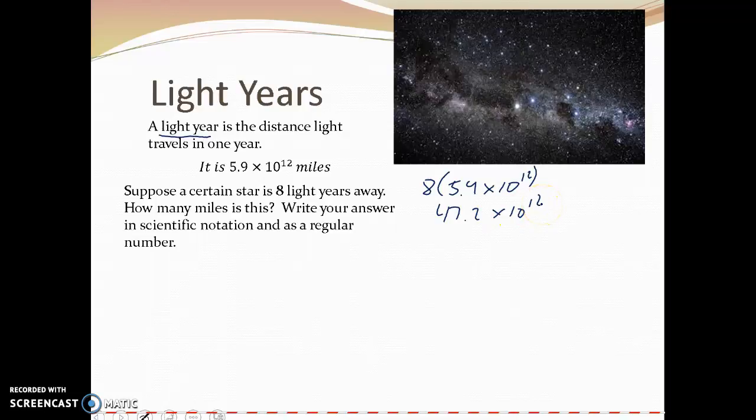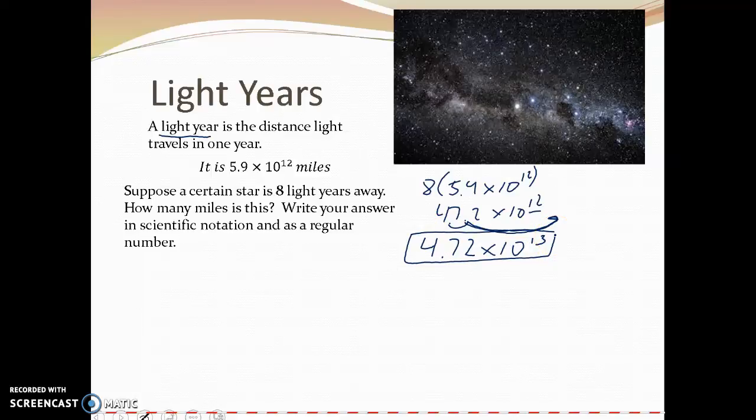So this is a correct answer, but it's not in scientific notation because the decimal is in the wrong place. Right now we're going to take the decimal and move it 12 spaces to the right, but we want to write it as 4.72, which means we want to put the decimal back here. So when we multiply it times 10 to a power, we're going to have to multiply it times 1 plus the 12 spaces that is already designated up here as to the right. In other words, we're going to multiply it times 10 to the 13th power. And so in scientific notation, it's going to look like this.